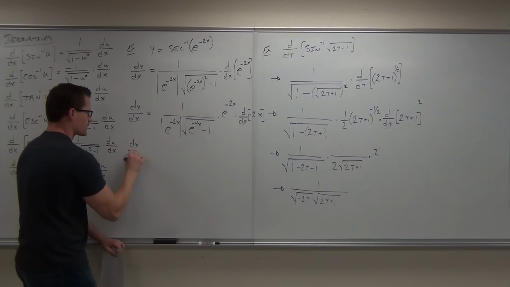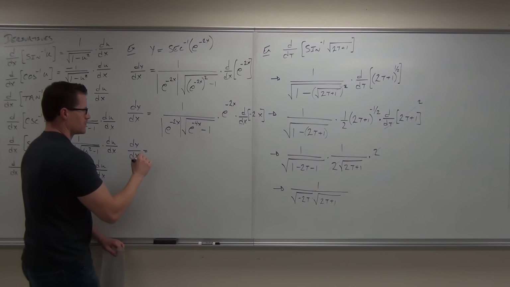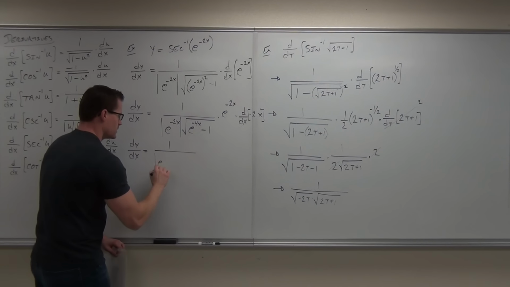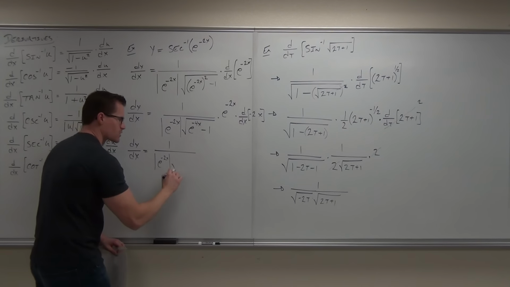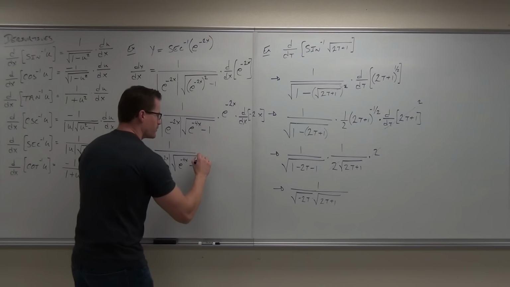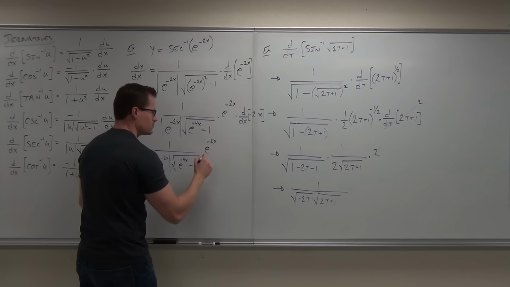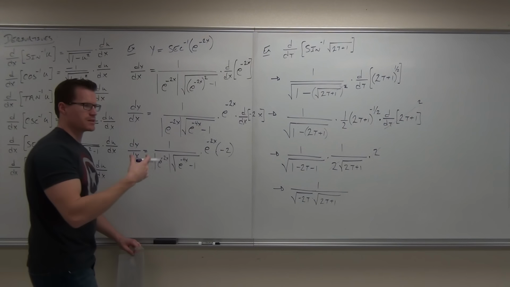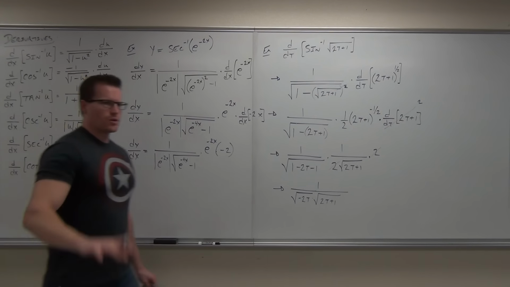So dy/dx says, all right, well, let's look at some nastiness here. We got absolute value e to the negative 2x. No problem. We got a square root e to the negative 4x minus 1. Got it. We've got an e to the negative 2x. And then via the chain rule, what's this one? Negative 2. I'm going to put that in parentheses showing we're not subtracting. It's a negative. Show of hands, feel okay with that so far?